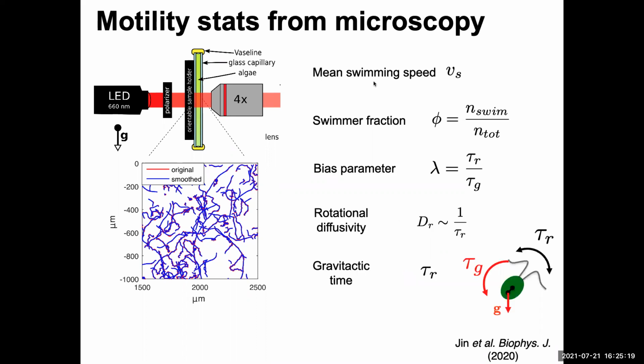We also measured the rotational diffusivity and the gravitactic time. This was done by measuring the autocorrelation of the swimming direction of Chlamydomonas, and because the measurements were projections, we used simulations to infer the 3D value. We also measured the mass density from sedimentation experiments, as said before.